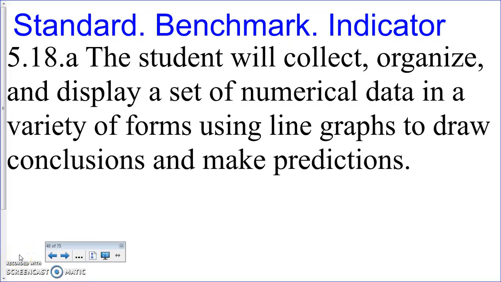Today we are learning about line graphs. Please copy the standard benchmark indicator on a clean page in your math notebook. The student will collect, organize, and display a set of numerical data in a variety of forms using line graphs to draw conclusions and make predictions.